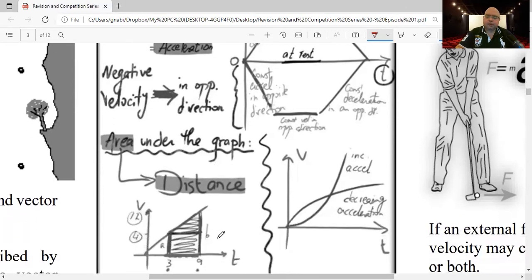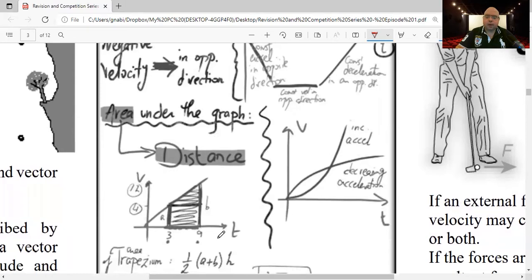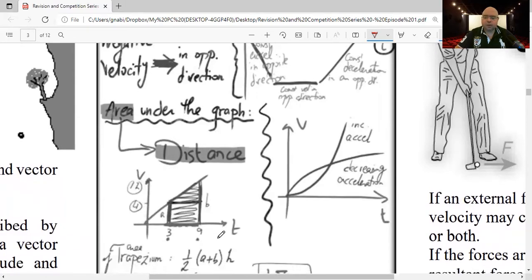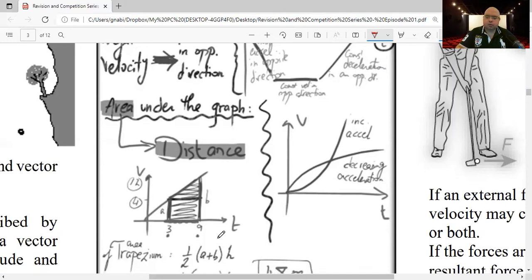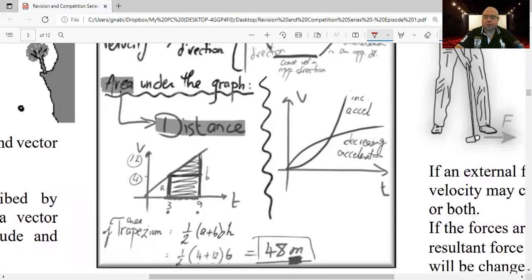Okay, next part in this graph is the area under the VT graph. The area under the VT graph represents distance covered. To calculate the distance, it depends on the shape. Triangle, rectangle, square, trapezium, any shape, we calculate the area of the shape under the graph, and this represents the distance covered. And the area of a trapezium, don't forget it, is half a plus b into h.